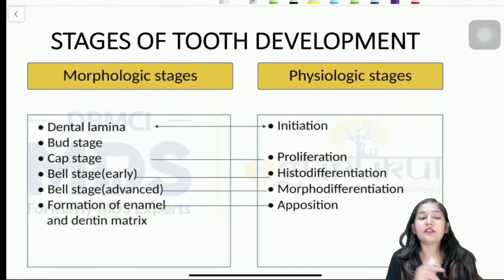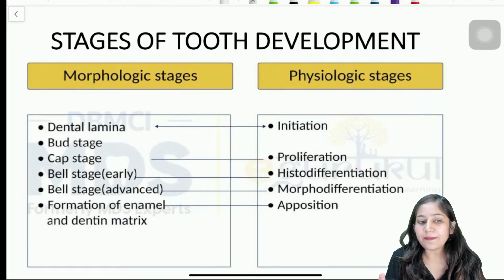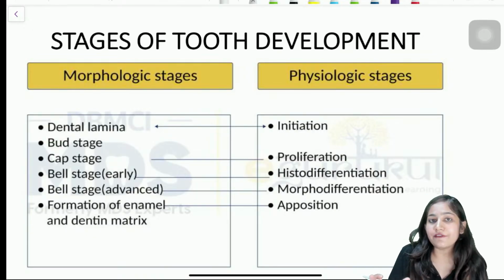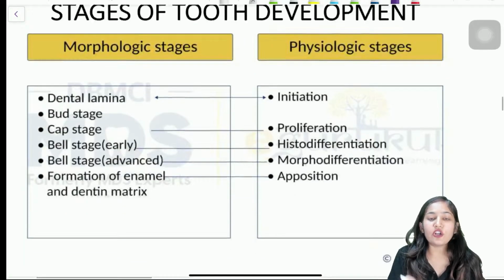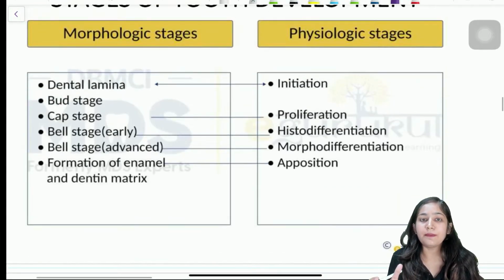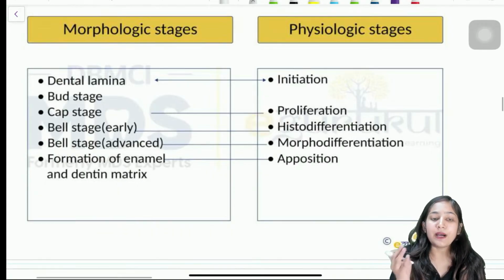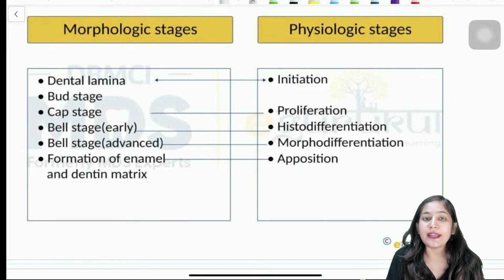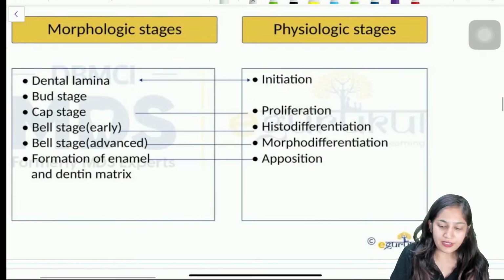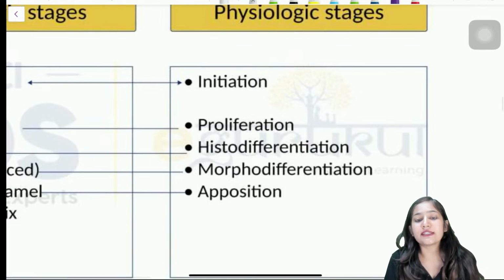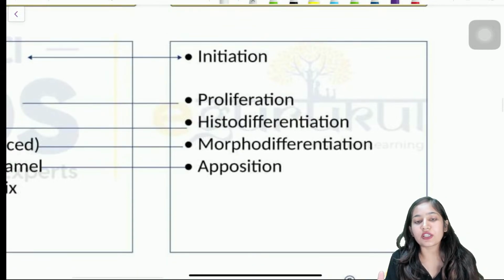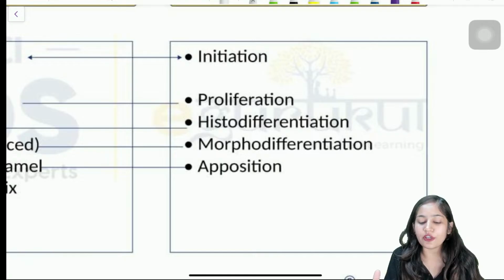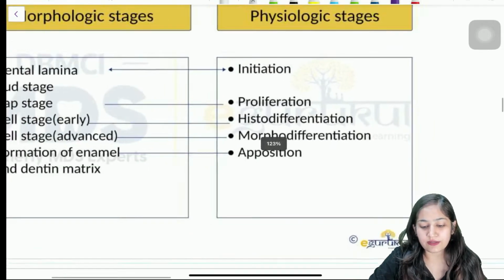There are two types of stages, morphologic stages and physiologic stages. Morphologic stages are basically determined on the shape of the enamel organ: bud stage, cap stage, bell stage and advanced bell stage, right? And physiologic stages are initiation, proliferation, histodifferentiation, morphodifferentiation and apposition.